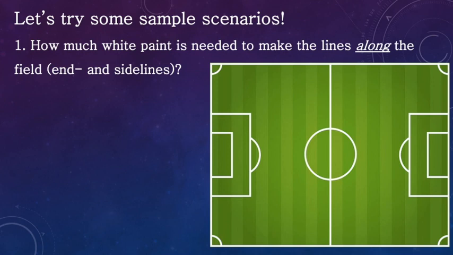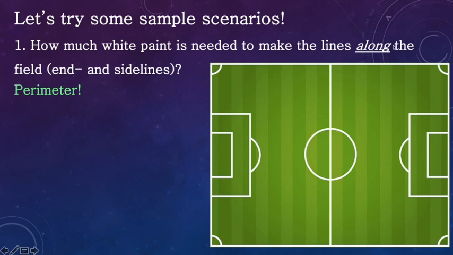Now, if you guessed perimeter, that is correct. Of course, all I'm looking for is how much white paint is going along each side of this field. All right, so again, the key word here was along, could have been around, same thing.